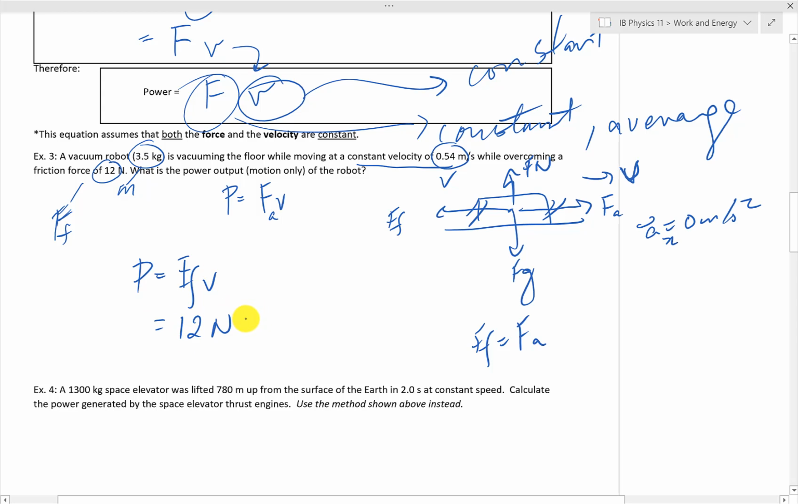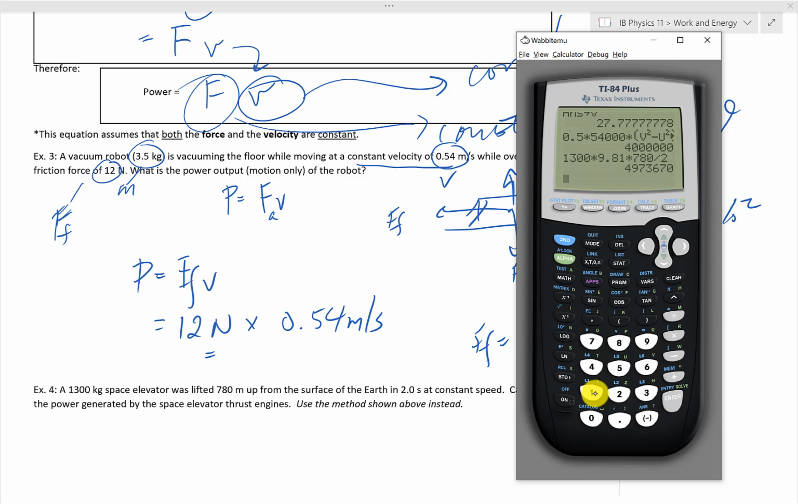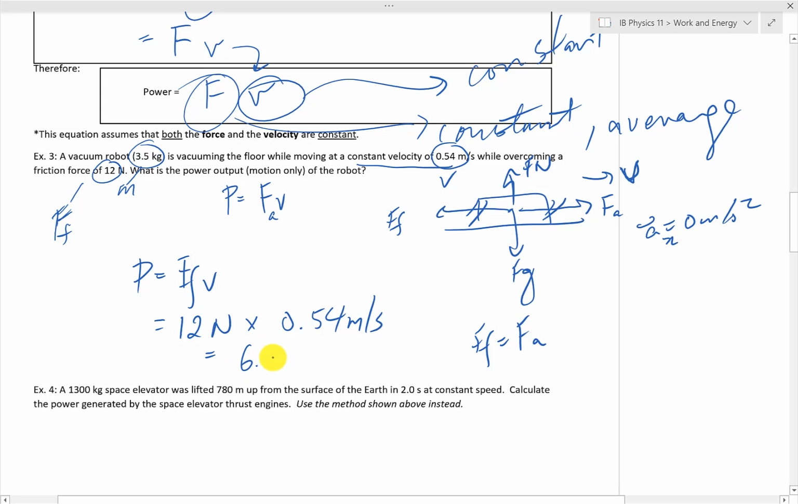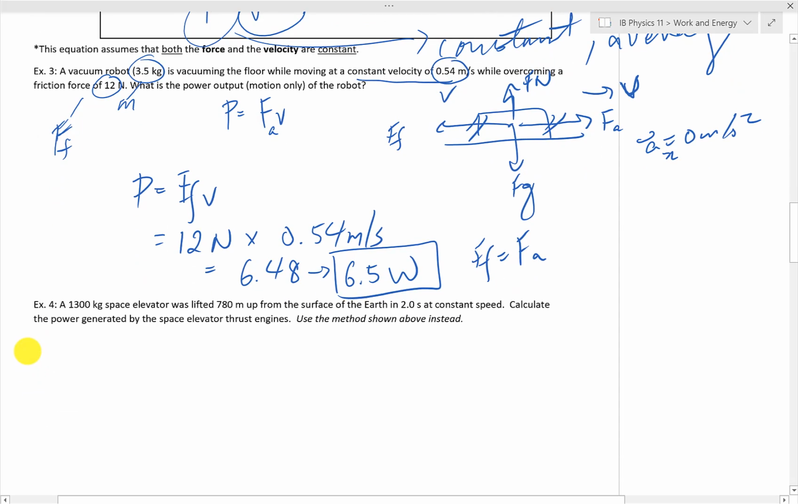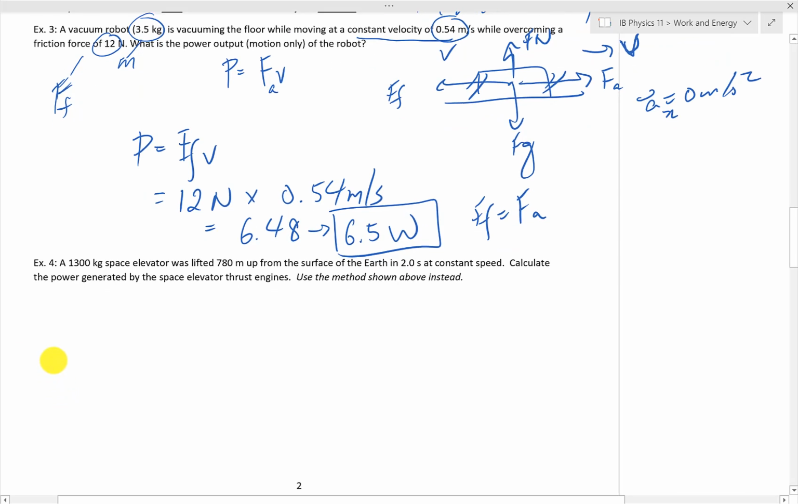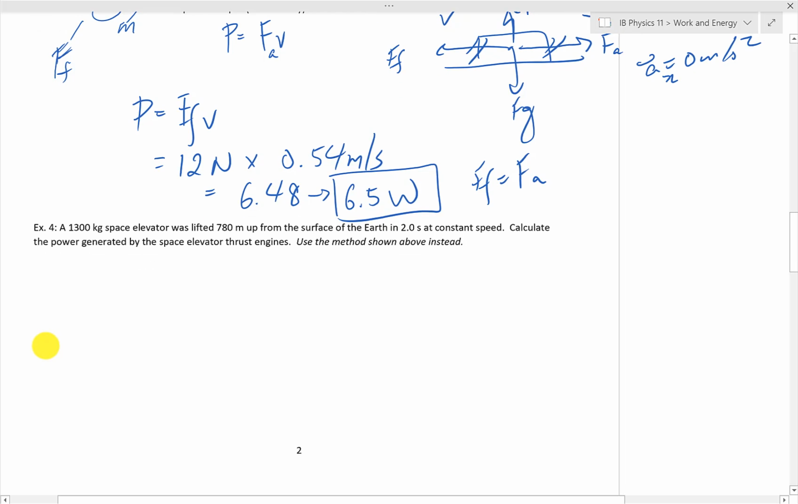We get 12 newtons multiplied by the velocity of 0.54 meters per second, and putting that into our calculator, we get 6.48, which we can round up to 6.5 watts for our energy. Sorry, for our power, okay? So that's our robot. That's how you can use this power equation. Got to make sure you get the right force, make sure it's constant, and make sure your velocity is constant as well, okay? Now, good time to try example 4.